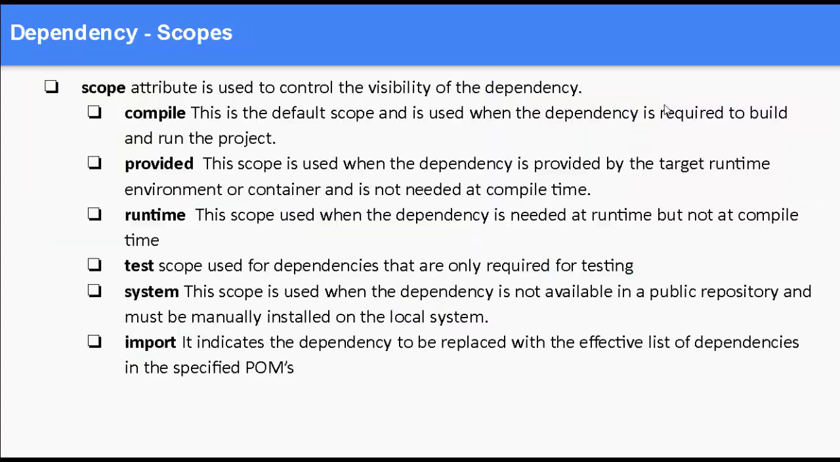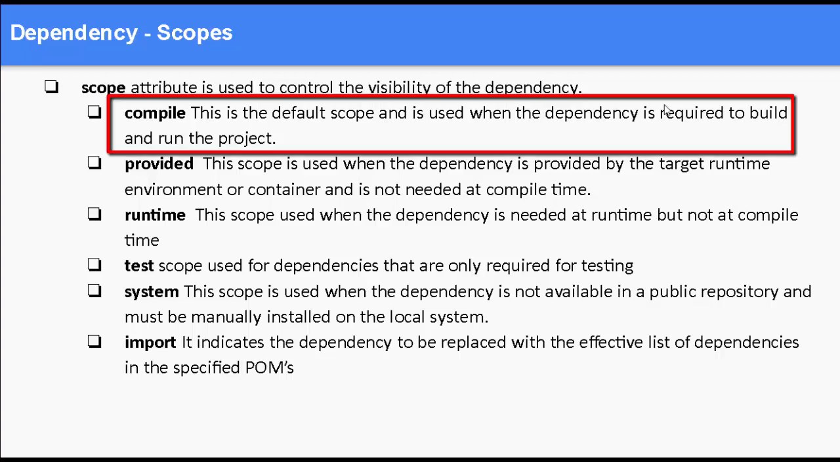Now I'm going to cover the dependency scopes at a very high level, because I'll have a separate detailed video on this. The scope attribute is used to control the visibility of the dependency. Compile scope is the default scope. If I don't mention anything, the scope would be compile. It is required to build and run the project.